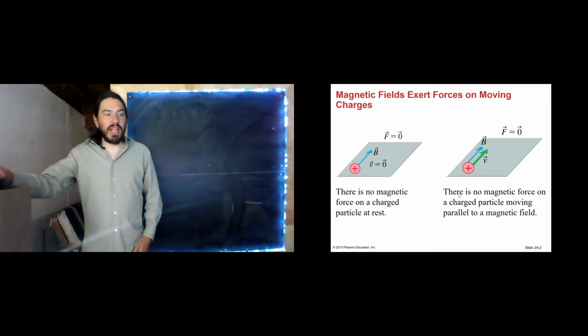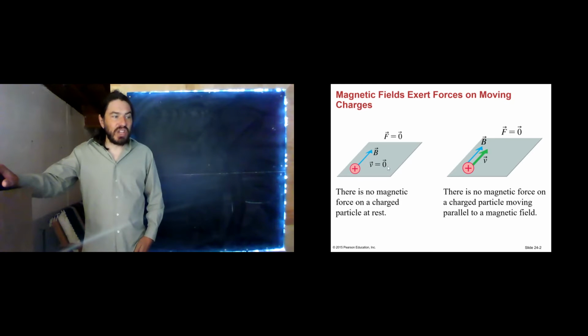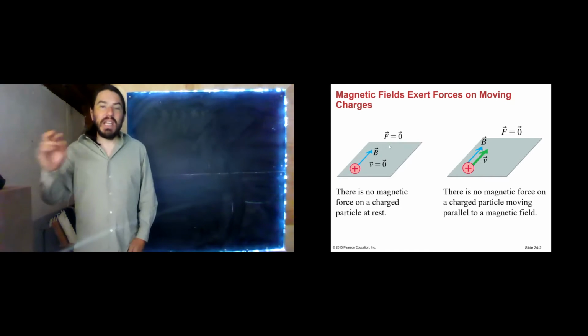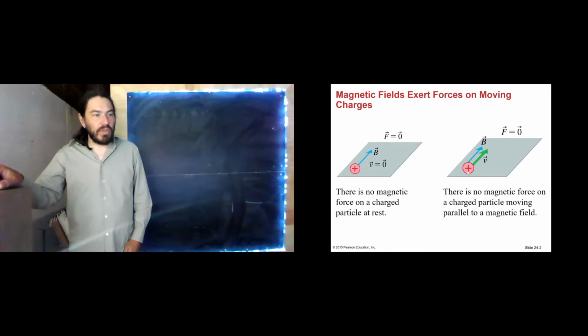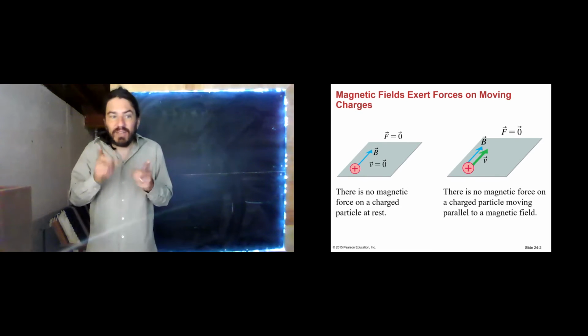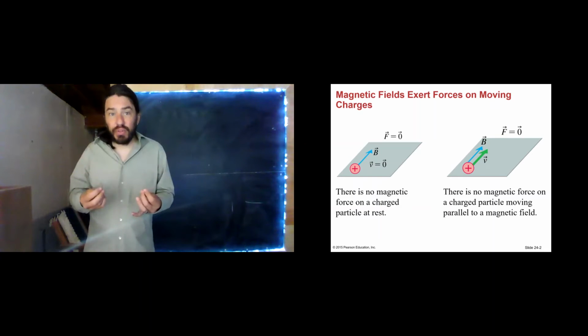So here's a slide to kind of demonstrate this. Here we see a charge, and this arrow represents the magnetic field. So here we have a stationary charge in a magnetic field, and there's no force at all on that charge. That's interesting. How about this? We've got a magnetic field here, and we've got a velocity in this direction. There's also no force on this charge. If the magnetic field and the velocity are parallel, there's also no force.